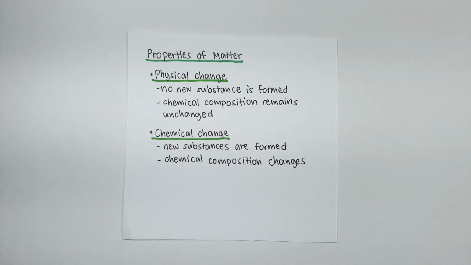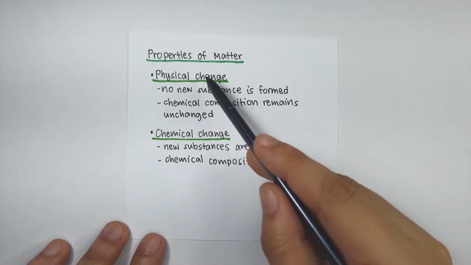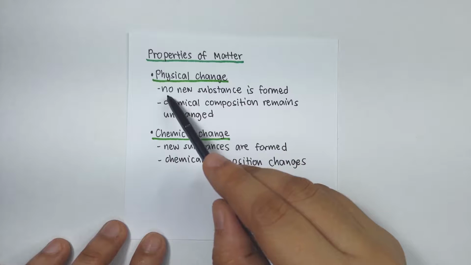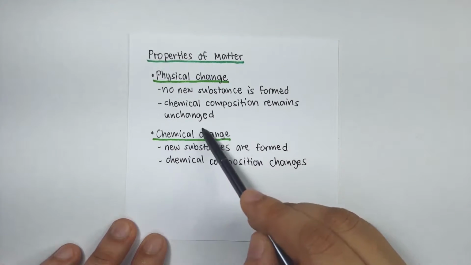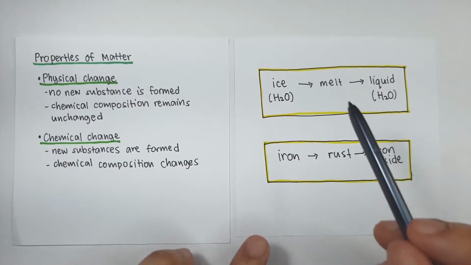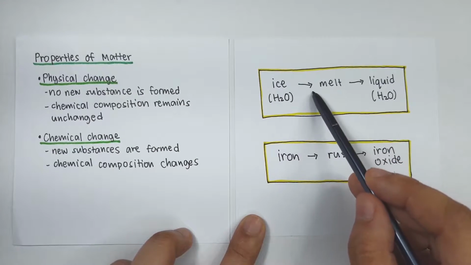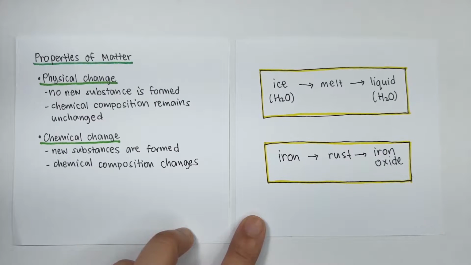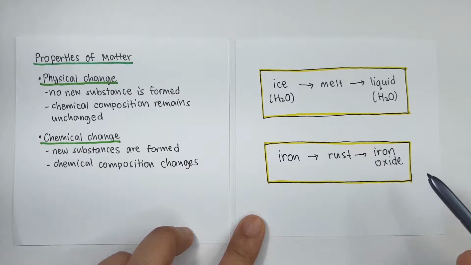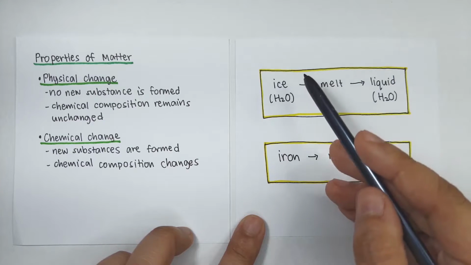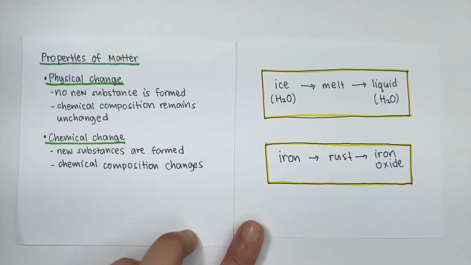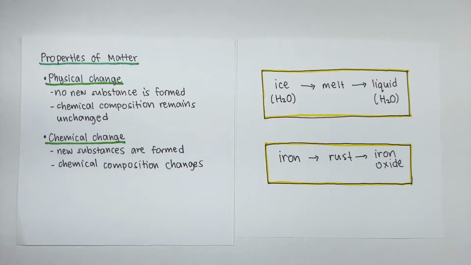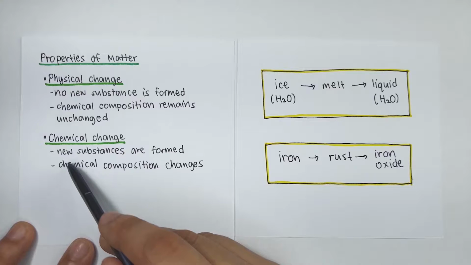So may dalawang types of changes tayo. The physical change and the chemical change. Yung physical change, basically this is a type of change where there is no new substance formed. So yung chemical composition niya remains unchanged. For example, may ice ka which is solid, then nagmelt siya to water which is liquid. Definitely nag-change ang kanyang form which is from solid to liquid, but the chemical composition remains the same which is still H2O. Make sense?